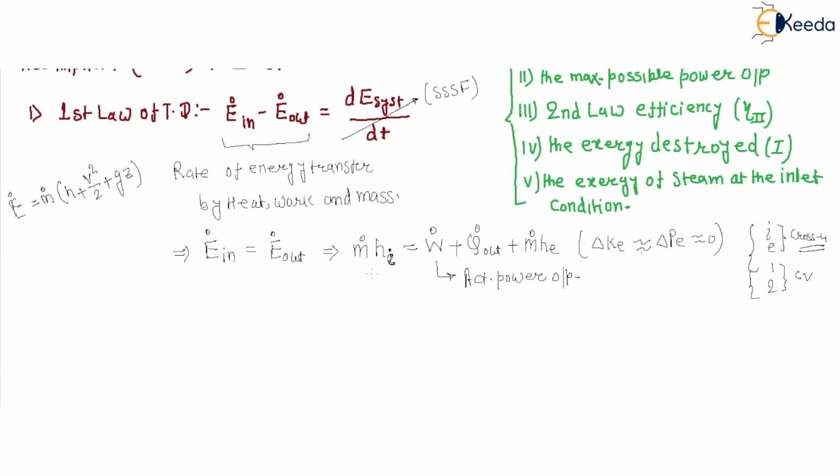Now, you have HI, you have HE, and you have Q out. This is your Q out, and the Q out is minus. So put all these values. So W actual out is what? M dot times HI minus HE, minus Q dot out, right? So you have to put in all these values.